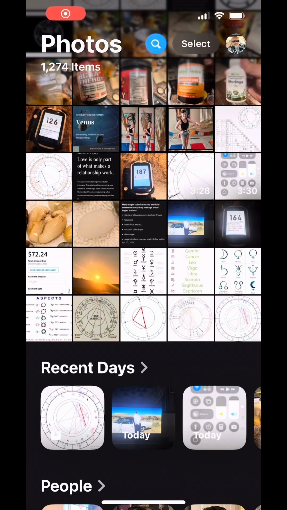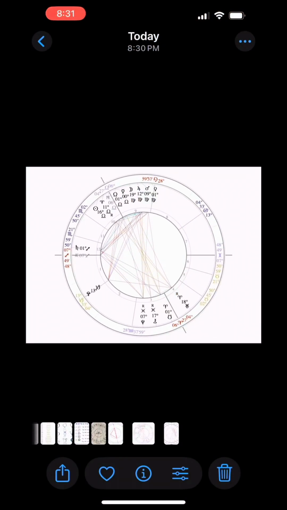Okay, so let's get started. When you pull up a chart, this is what you see, right? And you're probably like, what the heck am I looking at? I don't know what this wheel with lines and squiggles and symbols means. So we're gonna dive into some simple understandings of what we're looking at here.